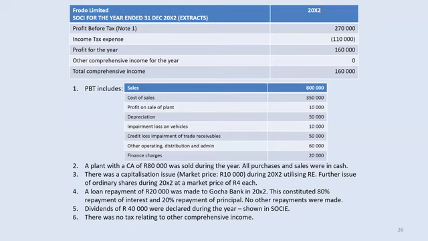A loan repayment of 20,000 Rand was made to Gotcha Bank in 20X2. This constituted 80% repayment of interest and 20% repayment of the principal debt, and no other repayments were made. So that's going to be important in terms of our loan, which we know will form part of our financing activities. Dividends of 40,000 Rand were declared during the year. We know this will impact our dividends paid under the operating activity section, and there was no tax relating to OCI.